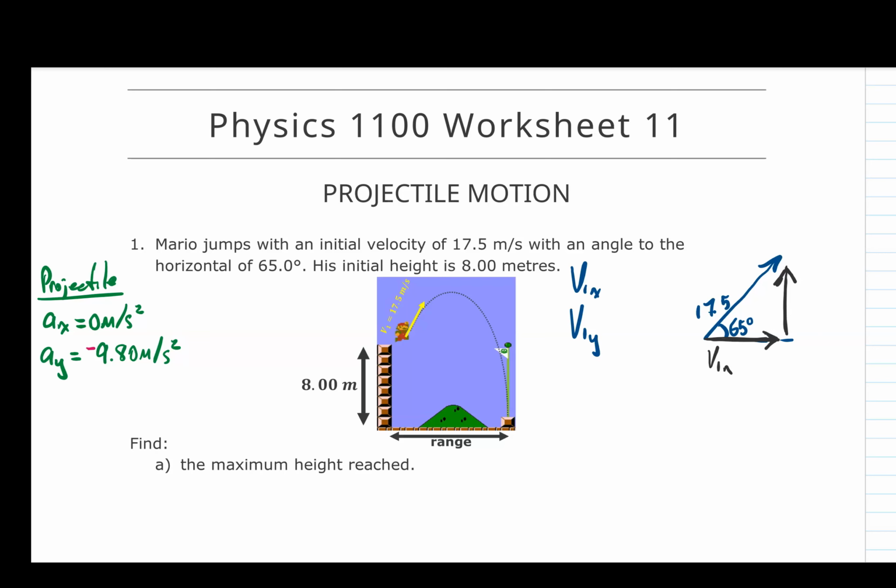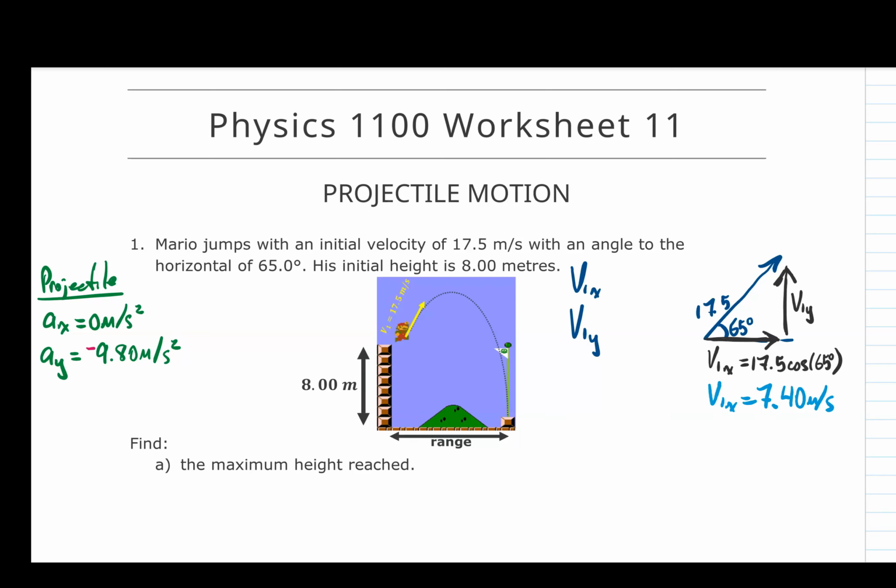This piece here on the right is V1 in the x direction, and the one vertically is V1 in the y direction. V1 in the x direction is 17.5 cosine of 65. We use cosine because we're trying to find the adjacent side here. If we calculate that out, it'll give us our answer. So let me just get my calculator out here, make sure I'm in degrees because it's cosine of 65 degrees, not radians. And that gives me a speed of 7.395, so 7.40 meters per second in the x direction. So that's quite an important piece of information here.